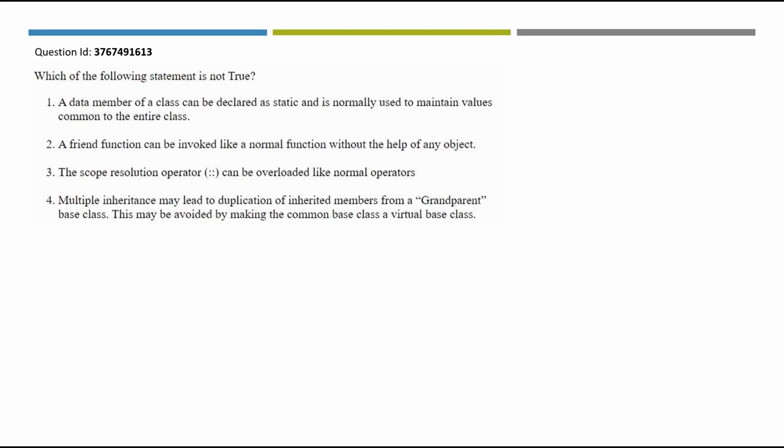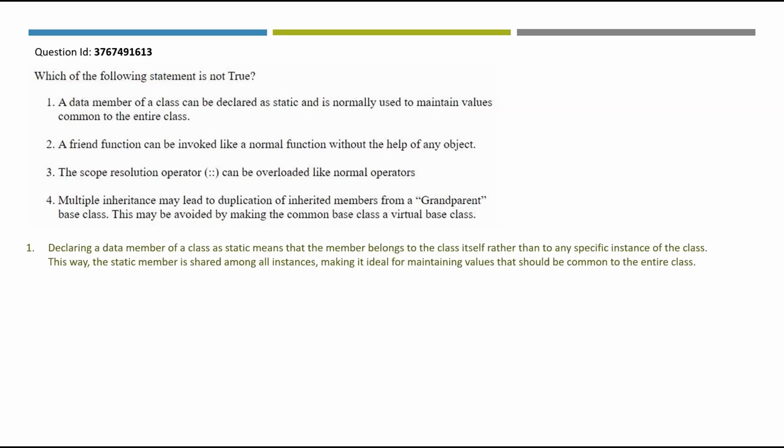First one, a data member of a class can be declared as static and is normally used to maintain values common to the entire class. This is actually true. Declaring a data member of a class as static means the member belongs to the class itself rather than to any specific instance of the class. This way, the static member is shared among all instances, making it ideal for maintaining values that should be common to the entire class. So, we will mark this to be true.